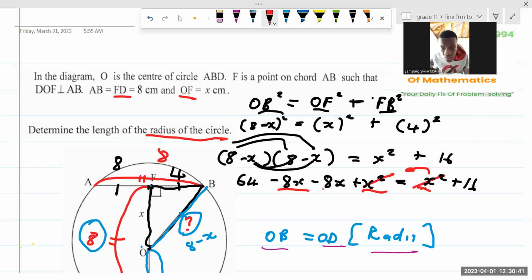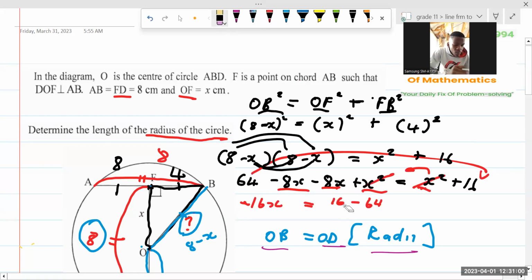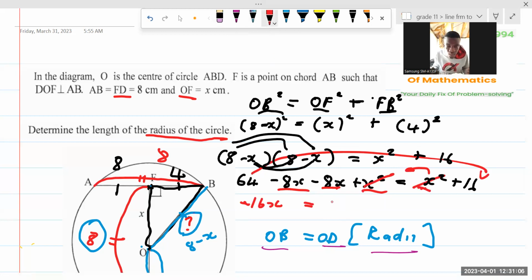And then these two are also like terms. If I add them, I'm going to get what? Minus 16x. Now I'm going to take 64 to this other side. I have 16 minus 64. What is going to be 16 minus 64? 48. So here you have minus 48, not 48.